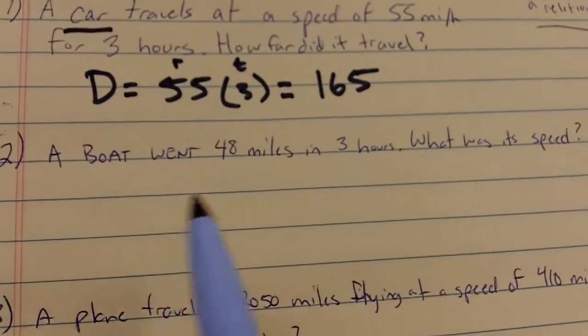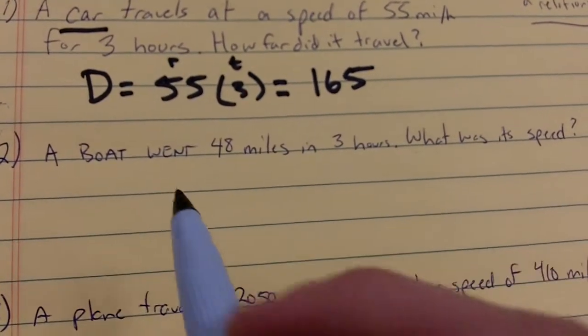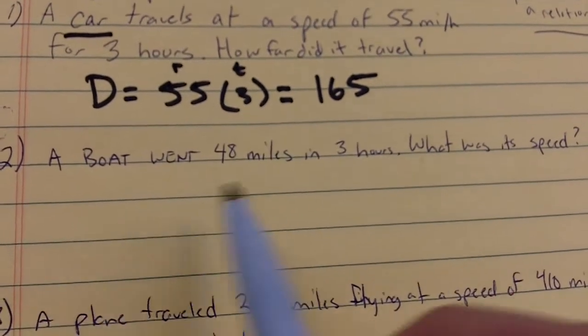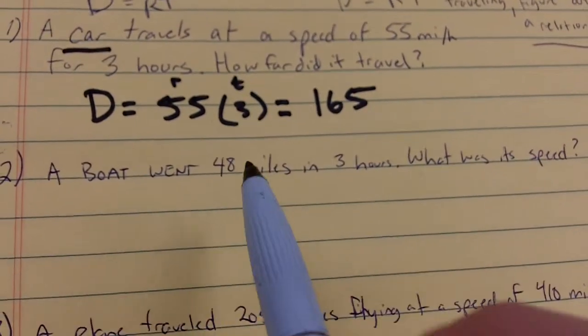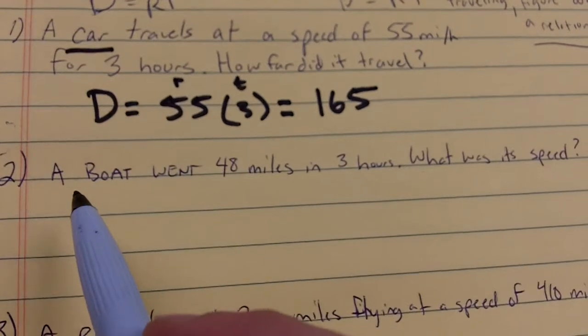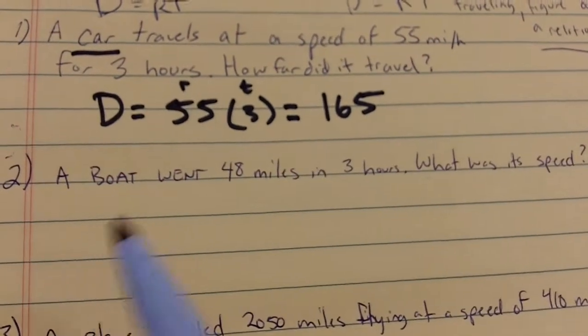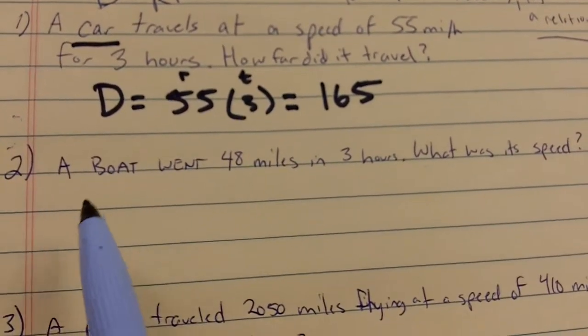Continuing where we just left off, a boat went 48 miles in 3 hours. What was its speed? So we have another distance equals rate times time problem. How do I know it's a distance equals rate times time problem? Because they're giving me distance, rates, and times. Tell me how far something's traveling. When they're talking about traveling, it's going to be distance equals rate times time.